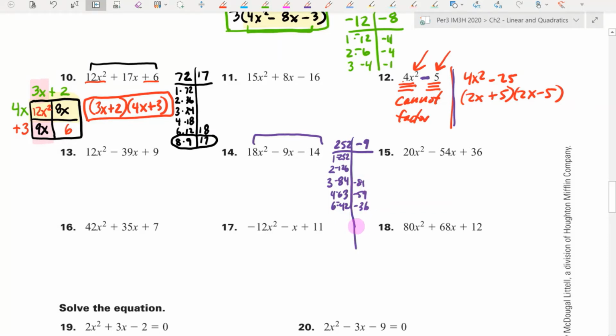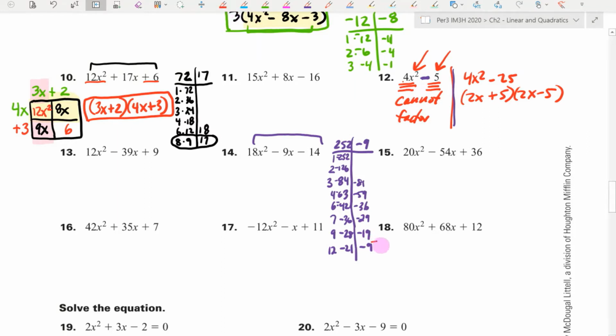So 252 divided by 7, that's 7 and then negative 36. I'm getting closer. 252 divided by 8 doesn't work. 252 divided by 9. 9 and negative 28, that gives me negative 19. Getting closer. 252 divided by 11, because 10 doesn't work. 252 divided by 12. 12 times negative 21.